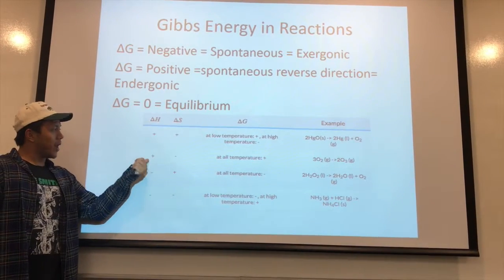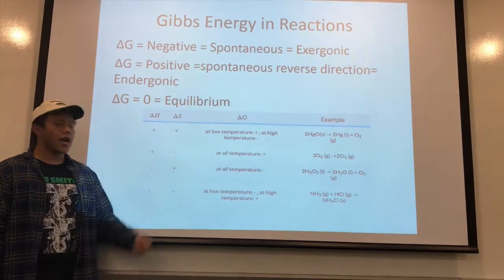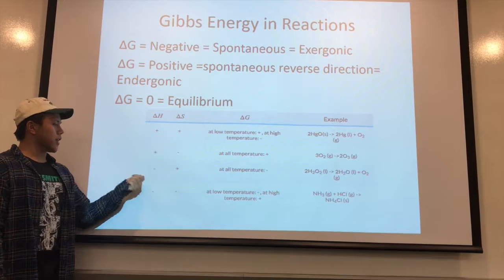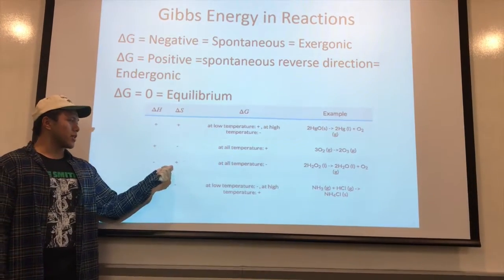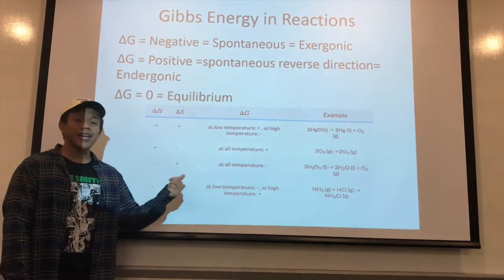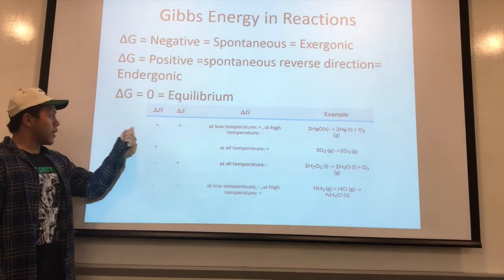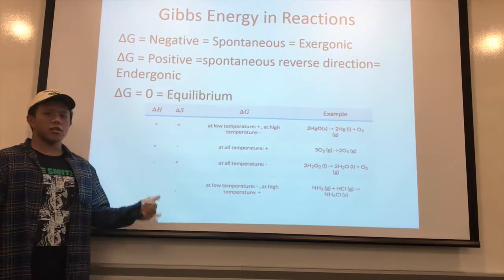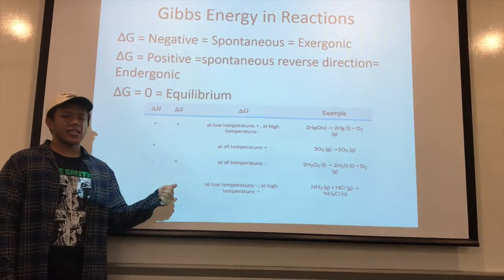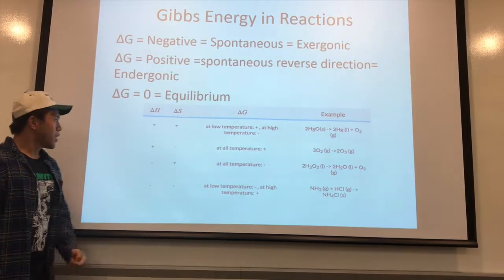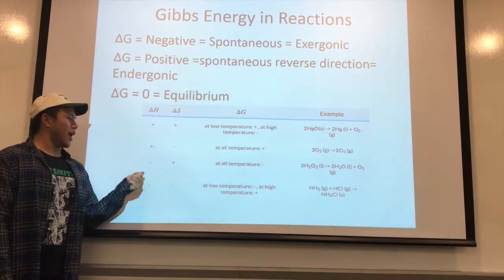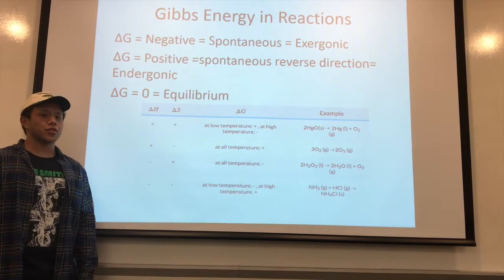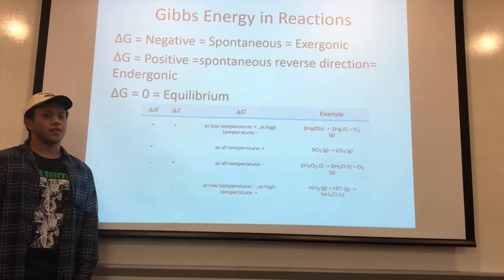If delta H is positive and delta S is negative, that means that Gibbs free energy will be positive at all temperatures. If delta H is negative and delta S is positive, that means that delta G will be negative at all temperatures. If delta H is positive and delta S is positive, that means at low temperature it'll be positive, and at high temperatures Gibbs will be negative. If delta H is negative and delta S is negative, at low temperatures Gibbs will be negative, and at high temperatures Gibbs will be positive.